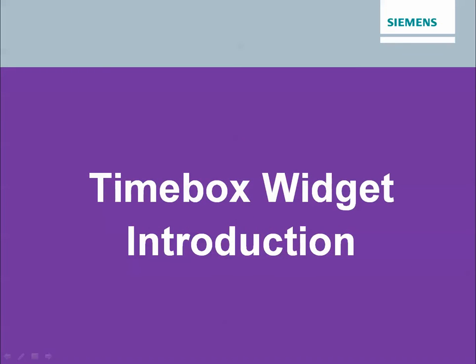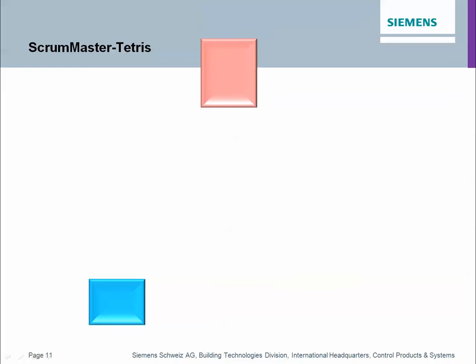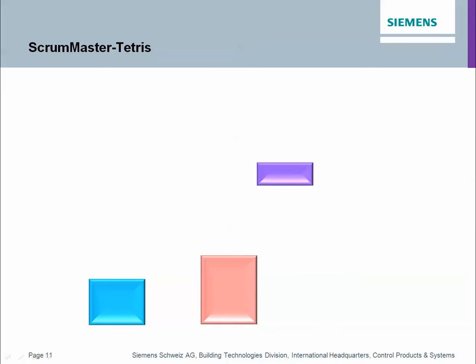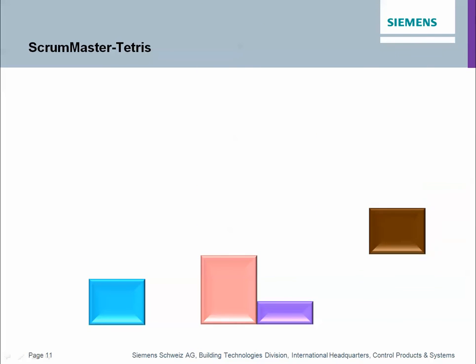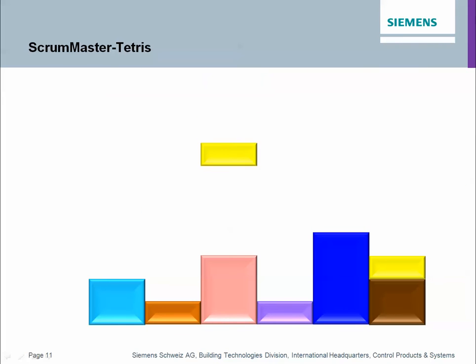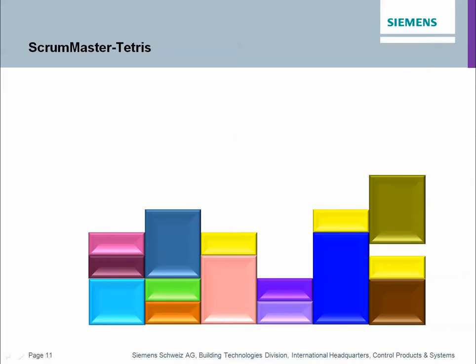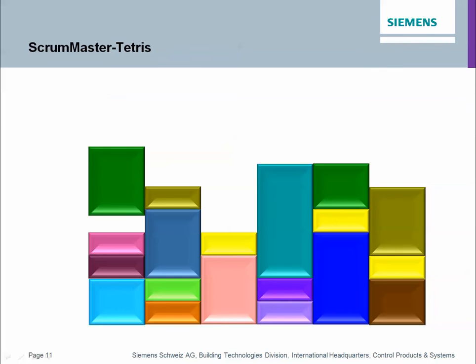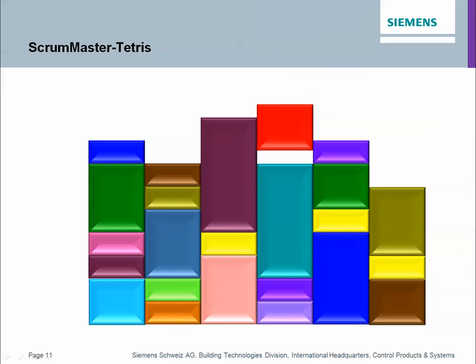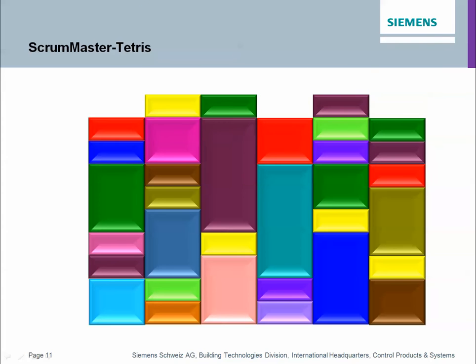Let's start with the first part of my presentation, the Timebox Planning widget introduction. What you see here looks a little bit like Tetris. That was also my metaphor because I wanted to have a tool, a widget, which was really simple. I liked Tetris as a metaphor, and you see it looks very similar. You have different colors, you have different shapes. However, the shapes are quite easy. And people in my company therefore call it the Scrum Master Tetris.